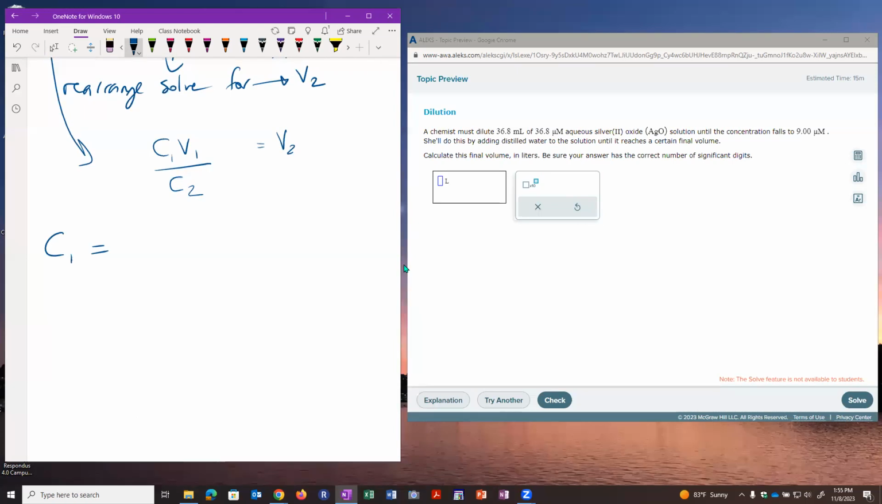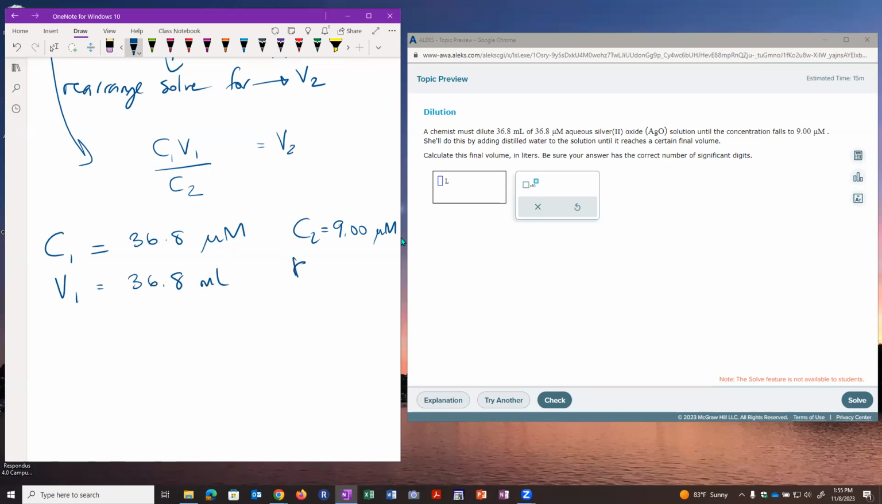So the initial concentration here is 36.8 micromolar. And then we're diluting that to the final concentration. So it falls to, my C2 now is 9.00 micromolar. And that makes sense. You dilute something, the concentration decreases. My initial volume, V1, was 36.8 milliliters. So the same number in the volume and the concentration.